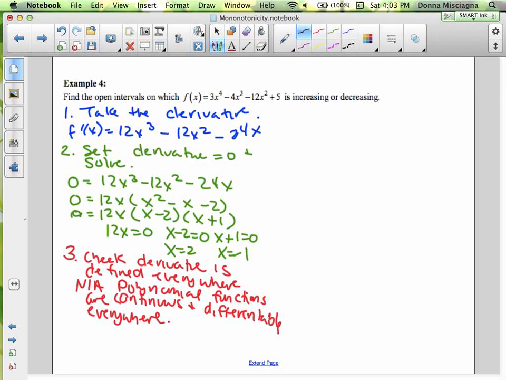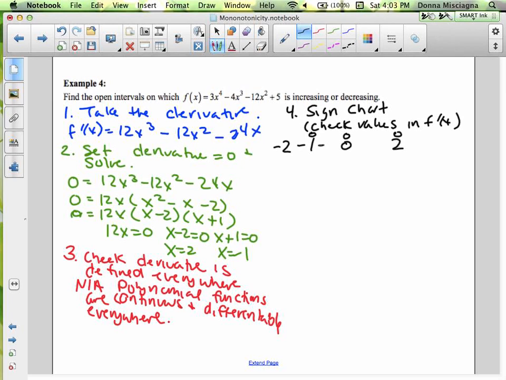Step 4, sign chart. Again, we've got to list them in order from least to greatest, and we'll check the values in the derivative. All right, so we've got -1 is the smallest, and then 0, and then 2. So we can plug in a -2, and that one's a 0, that's a 0, that's a 0, a -1/2, and a 1.